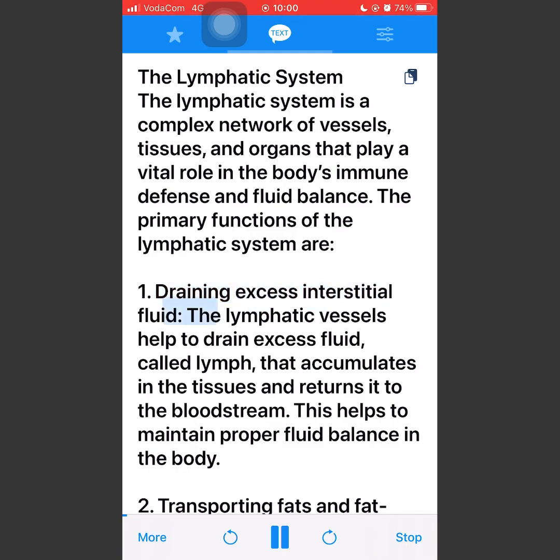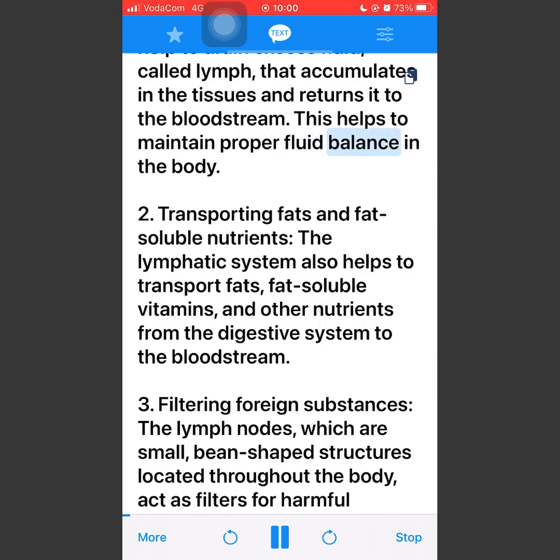1. Draining excess interstitial fluid. The lymphatic vessels help to drain excess fluid, called lymph, that accumulates in the tissues and returns it to the bloodstream. This helps to maintain proper fluid balance in the body.